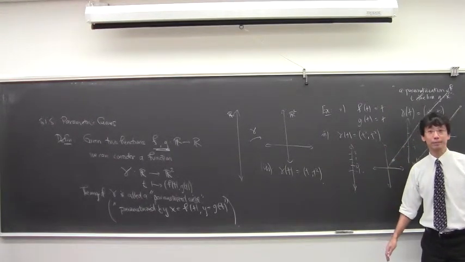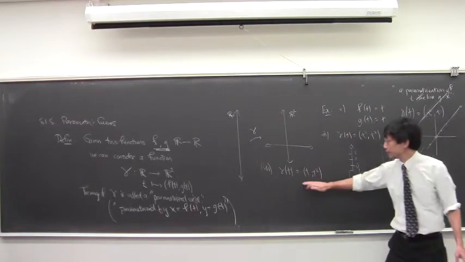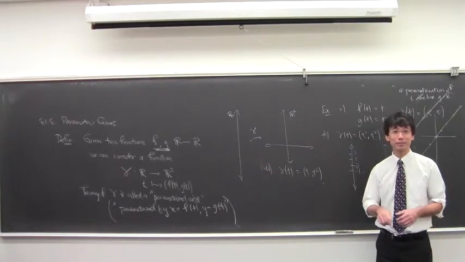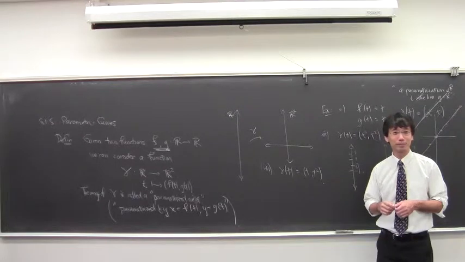Annalise, do you have a question? No. Okay, what about this one? Gamma of t is t comma t squared. Don't load it up. Think. Okay, turn to a neighbor and discuss.